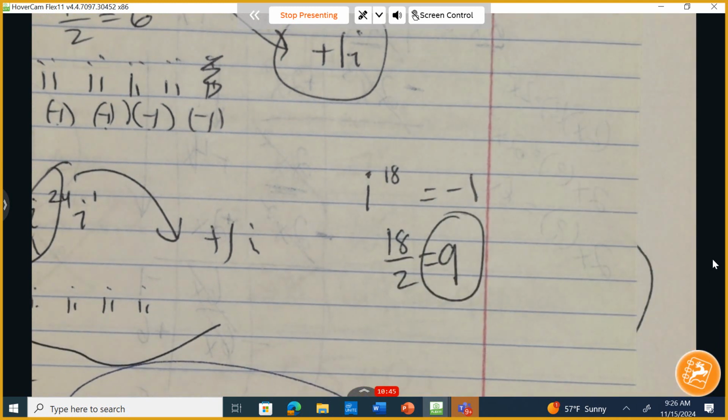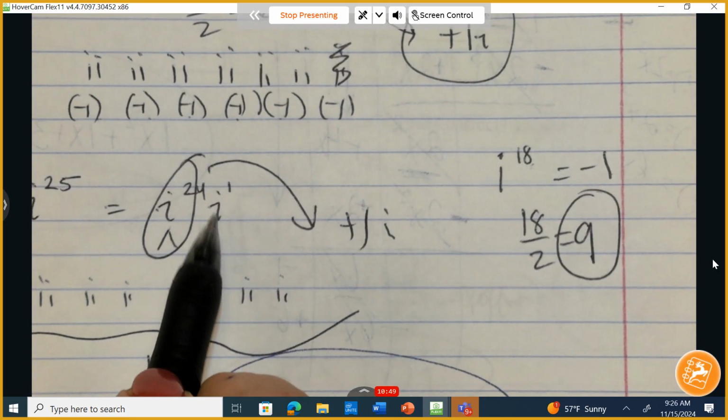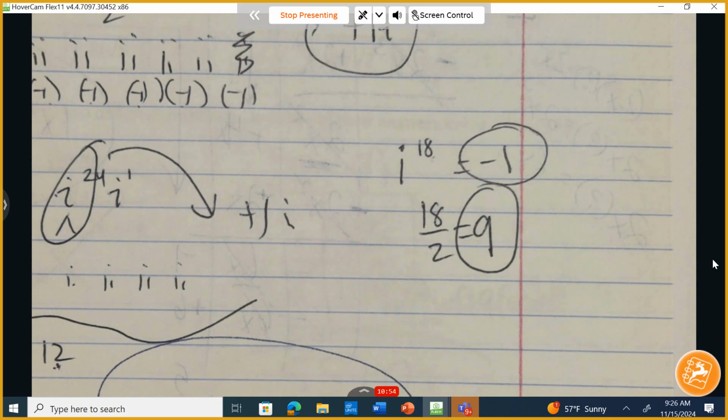You may be saying, well, where's the i? Don't have to put an i behind. There's not an additional i. Remember how we had an extra i to make it even? There's not an extra i. This is simply a -1.